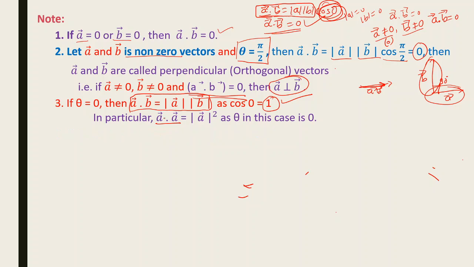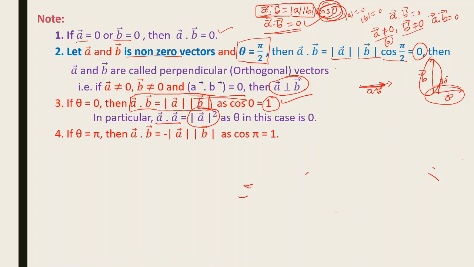So vector A dot vector A will be the square of its magnitude. Please keep this in your mind, because I'm going to use this point again in this video. So vector A dot vector A is equal to the square of its magnitude, because here theta will again be 0 only. The next point: suppose theta is pi, I mean 180 degrees.